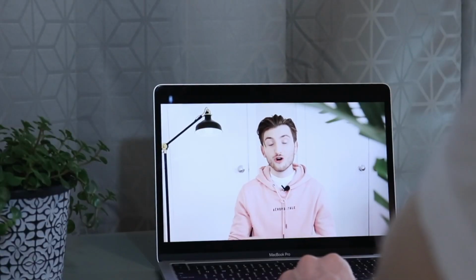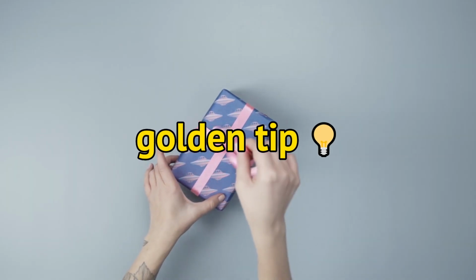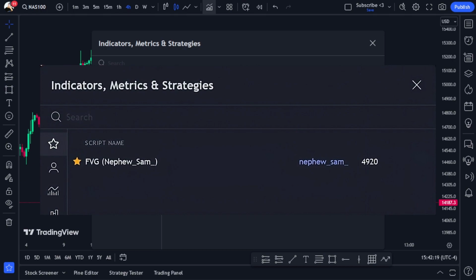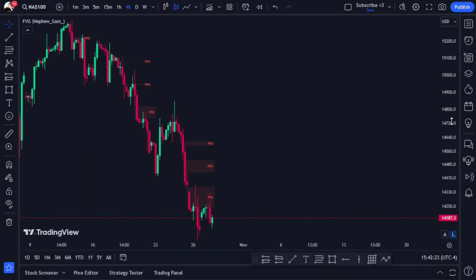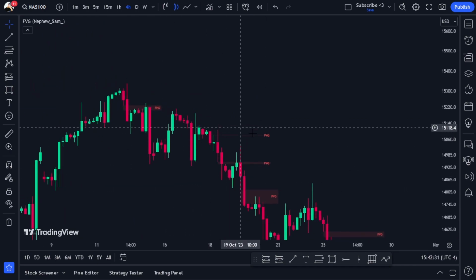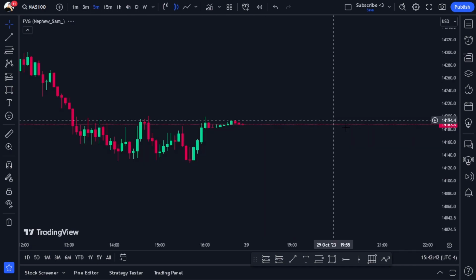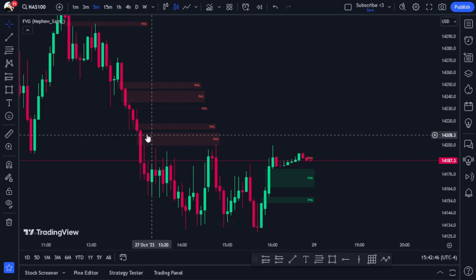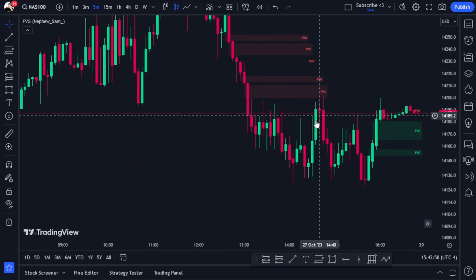As a bonus for watching this far, here is a golden tip for you. You can also use this indicator for fair value gaps, which will automatically mark fair value gaps, saving you some time. But I would not suggest you rely on indicators for your trading. Rather, use it as a help to practice spotting fair value gaps.